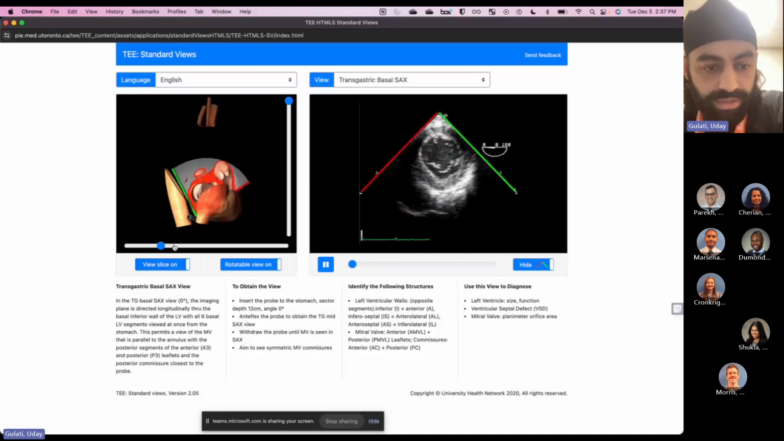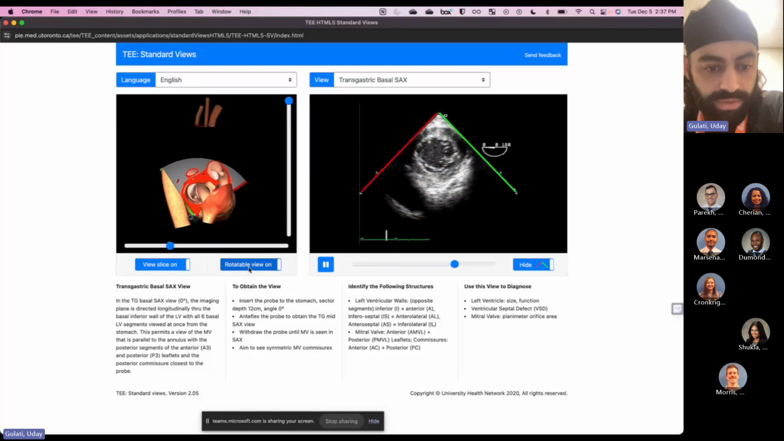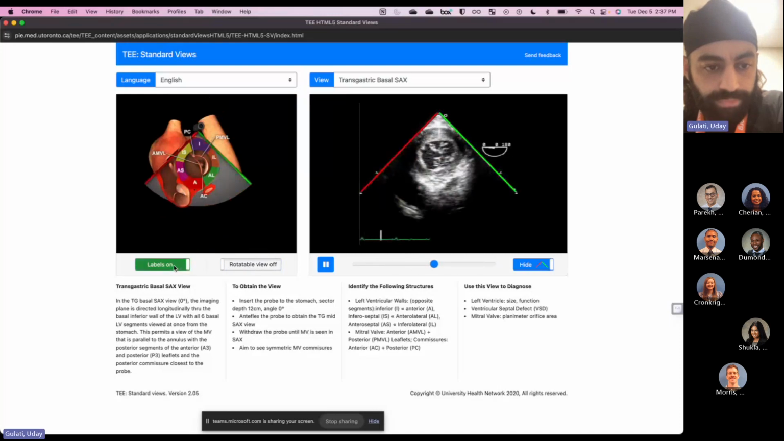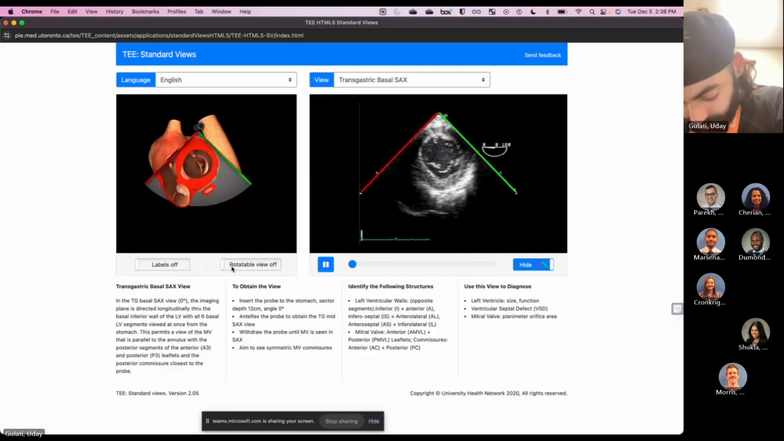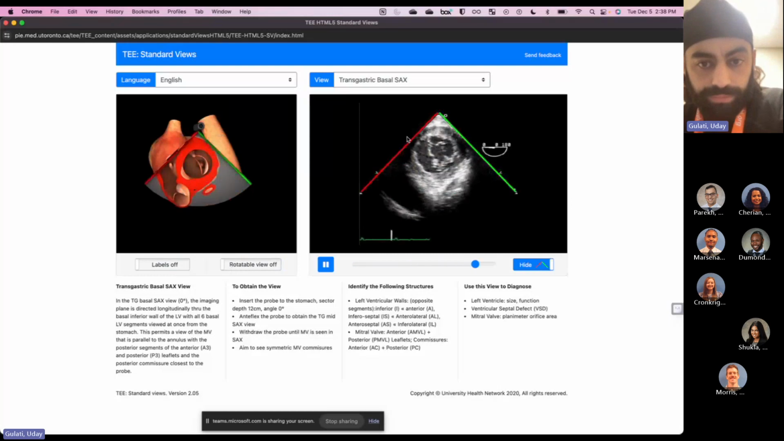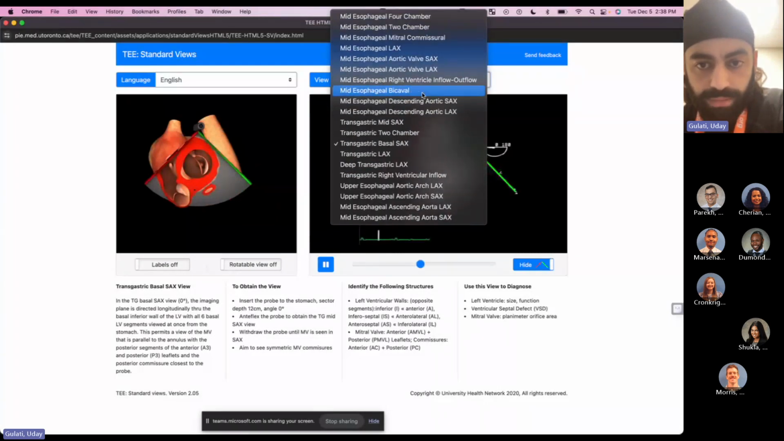And then let's see. Do you guys see what that's showing? Good. And then finally, this view, very important for procedures.